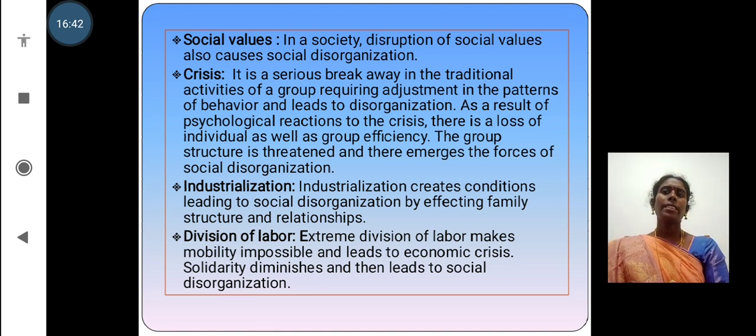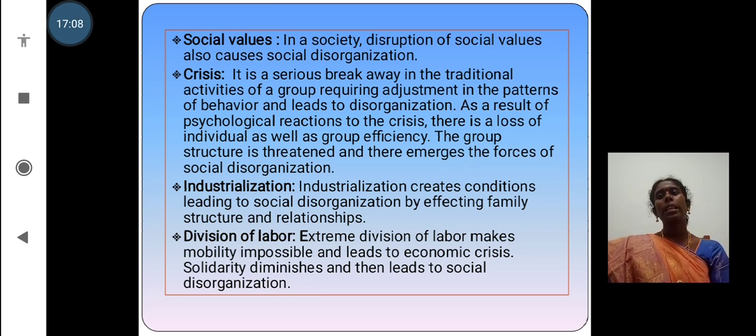Then industrialization. Industrialization creates conditions leading to social disorganization by affecting family structure and relationships. Mainly, industrialization makes a difference in our family conditions, because the joint family becomes a nuclear family or virtual family. These are the changes that occur in family conditions due to industrialization.